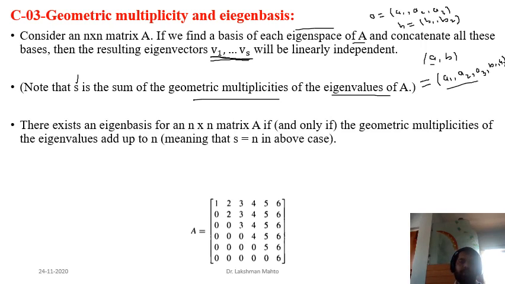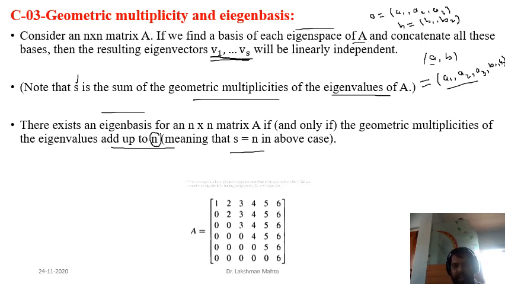Okay, so there is one more concept: there exists an eigenbasis for an n by n matrix if and only if the geometric multiplicities of the eigenvalues add up to n. That means S equals n, the sum of all the geometric multiplicities is equal to n, the size of the matrix. Then that matrix is having an eigenbasis.